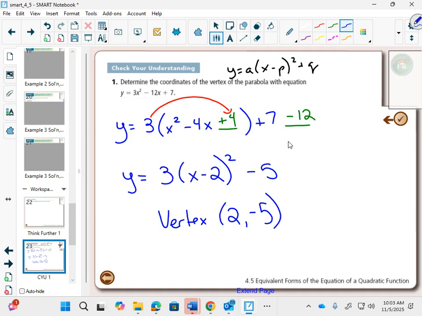So our vertex, now that it's in this form, is 2, -5. So very similar to solving equations, but a little bit more complicated because the spaces are on the same side, and when you compensate, it might be a different number. I'm going to give you some time now to try some of these. Circle 3, 4, 5, and 6.